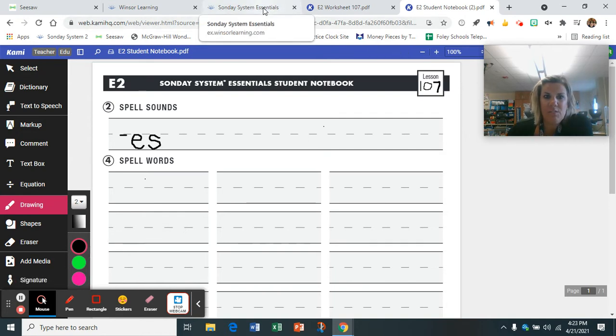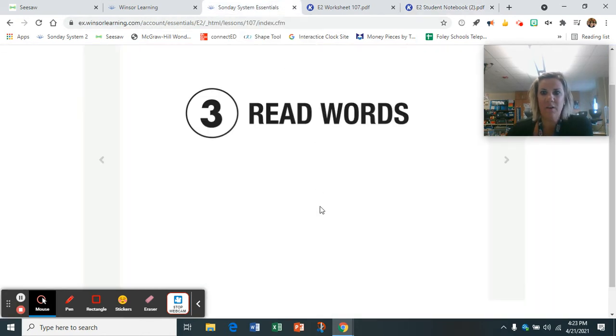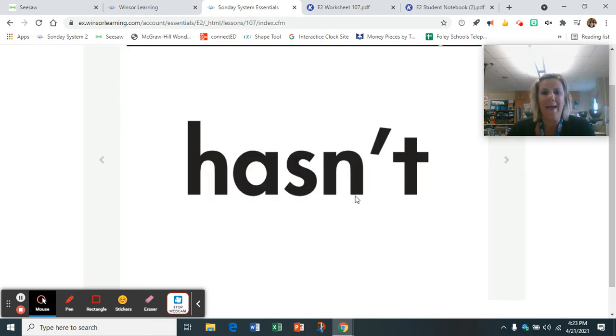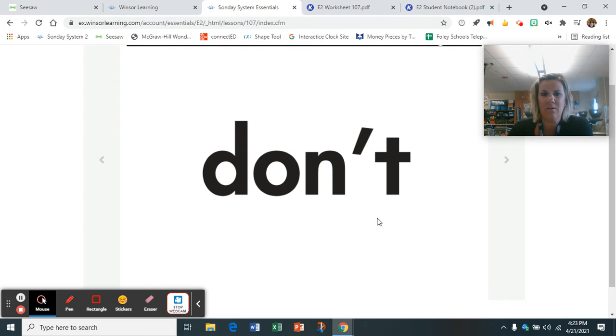Get ready for the next part of our lesson. The next part of our lesson is reading words. We're going to start with some contractions. I'm going to show you a contraction, and I want you to read it and then say the two words that make up that contraction. Watch as I do the first one. Hasn't, has not. Now you do the next one. My turn. Don't, do not.